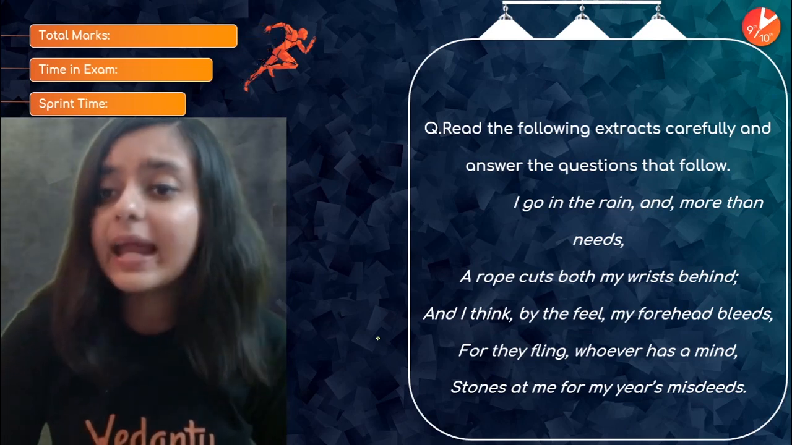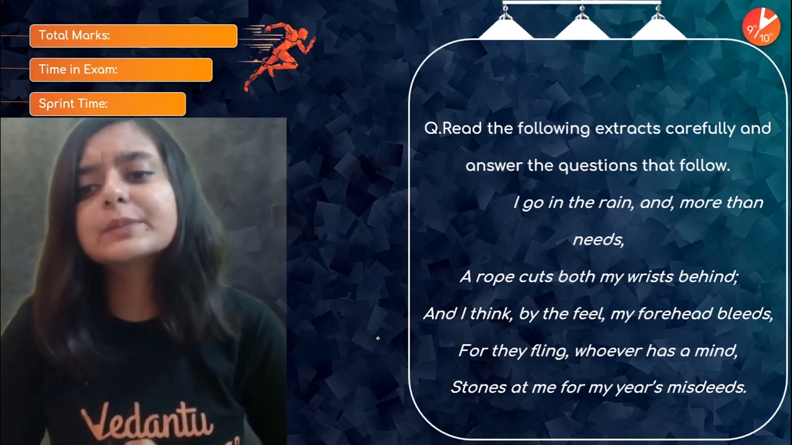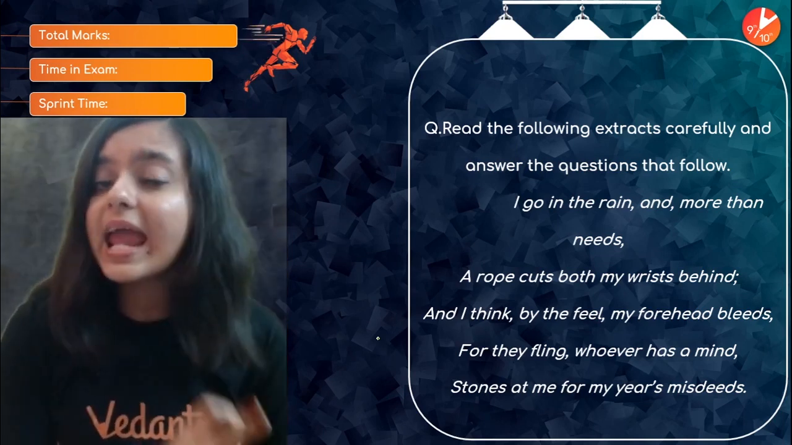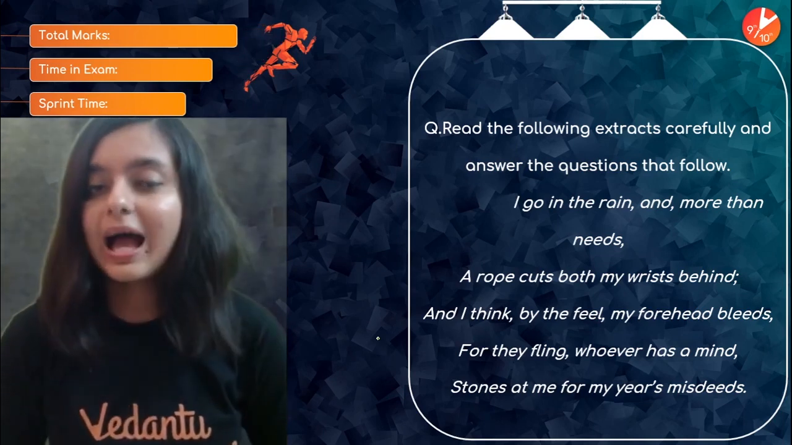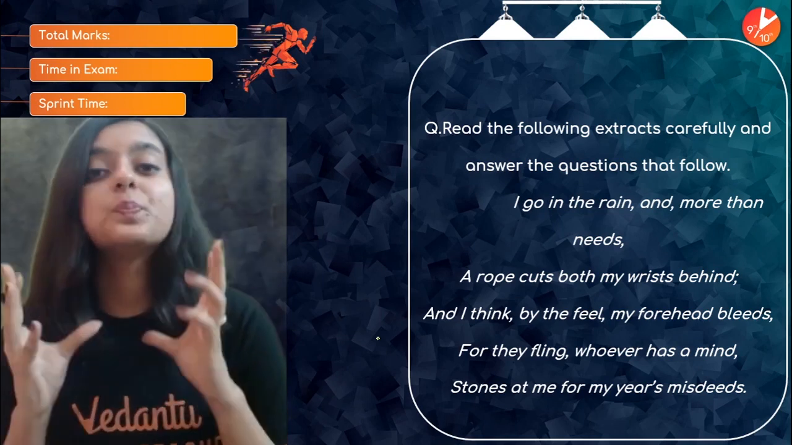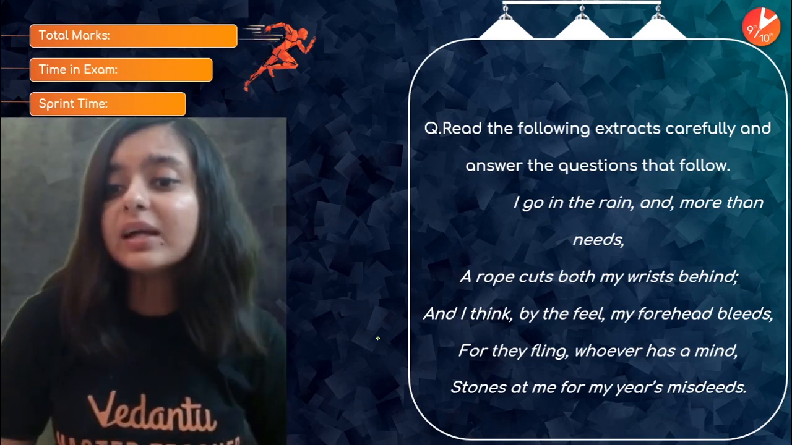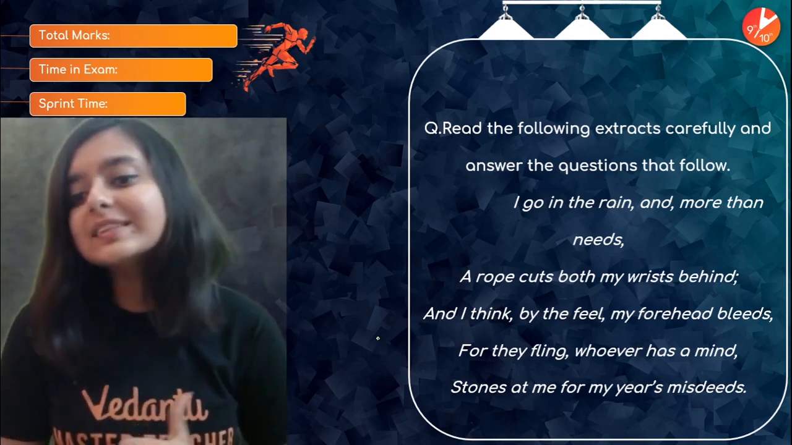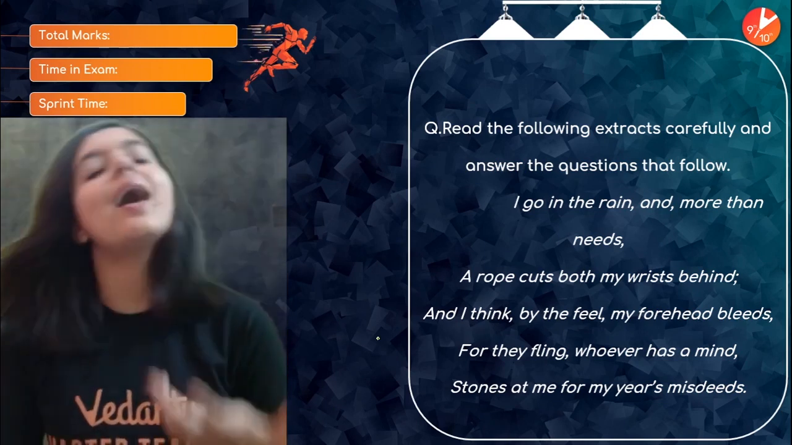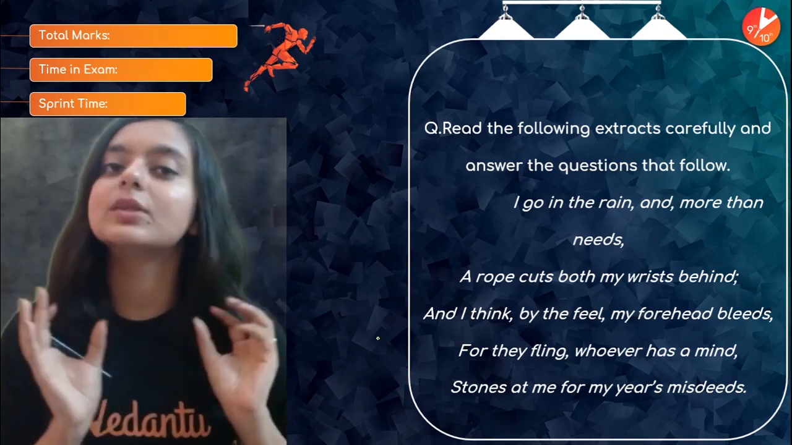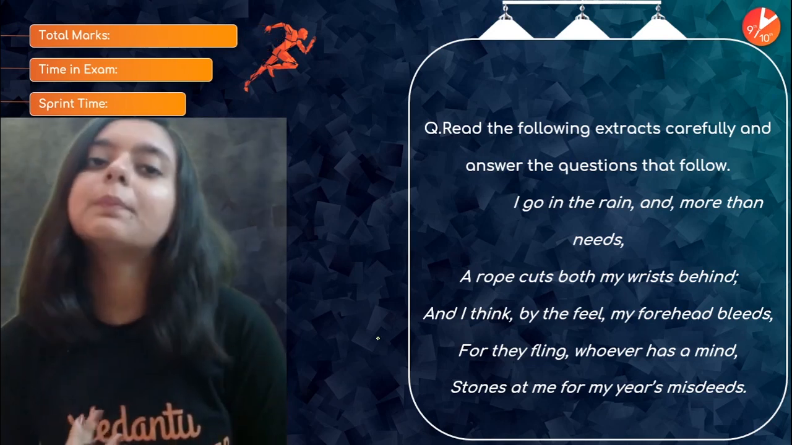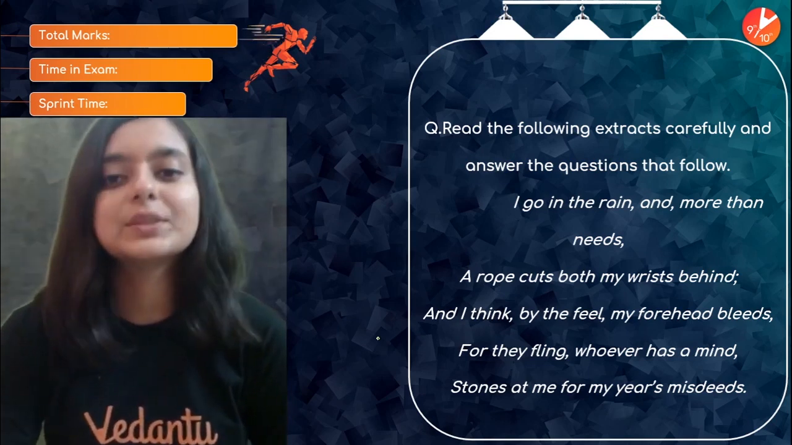I go in the rain and more than needs, a rope cuts both my wrists behind. So this is the critical condition of the same person who was hailed as a hero. Ironical, right? And I think by the feel, my forehead bleeds. For they fling, whoever has a mind, stones at me for my year's misdeeds. But what exactly are his misdeeds? That is not very much clarified in the poem. So that has left the poem quite ambiguous in nature as well.